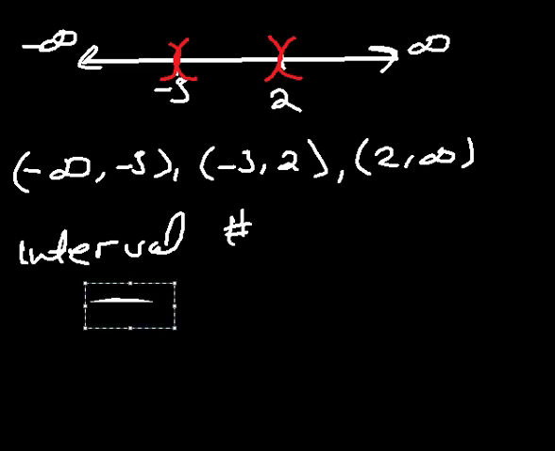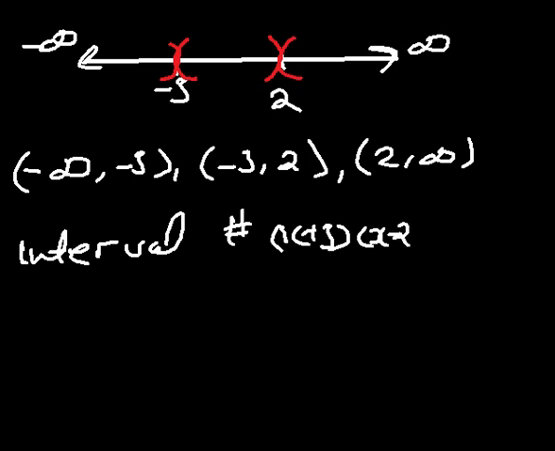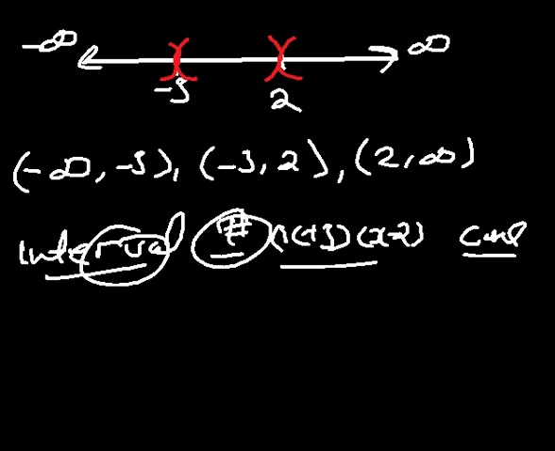Which means we'll have x plus 3, and x minus 2, and here we'll have the conclusion. So the interval, testing number, the function, and the conclusion, we'll have that laid out.